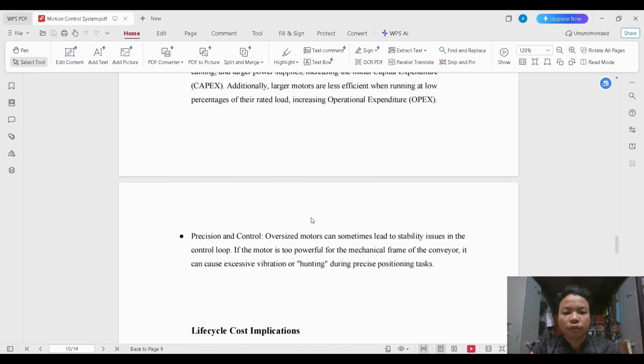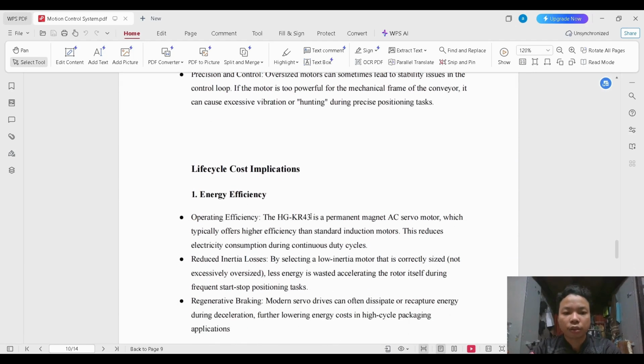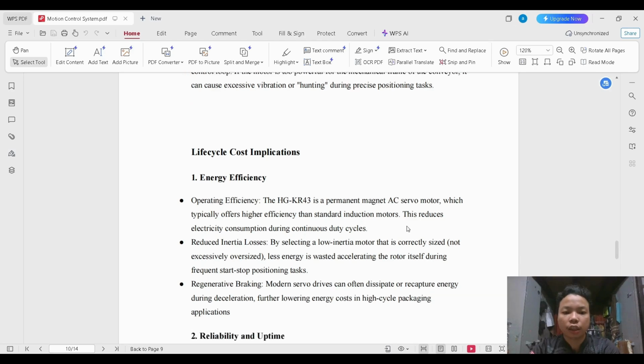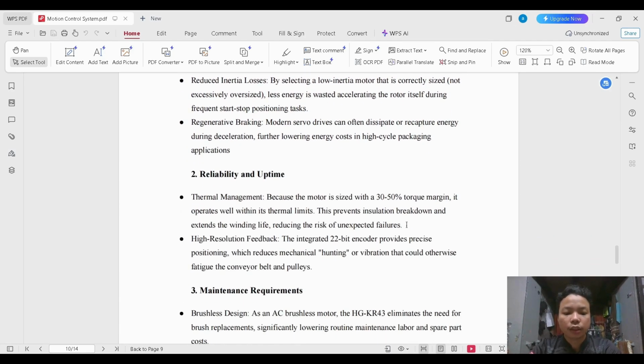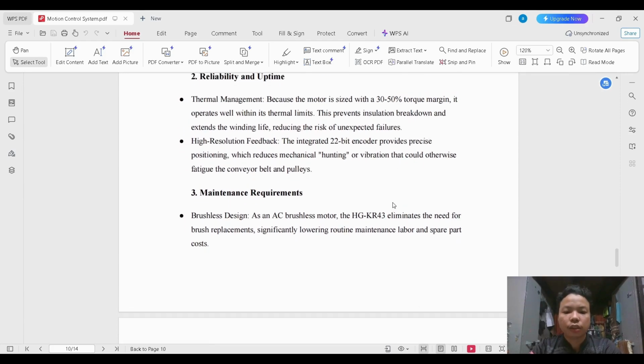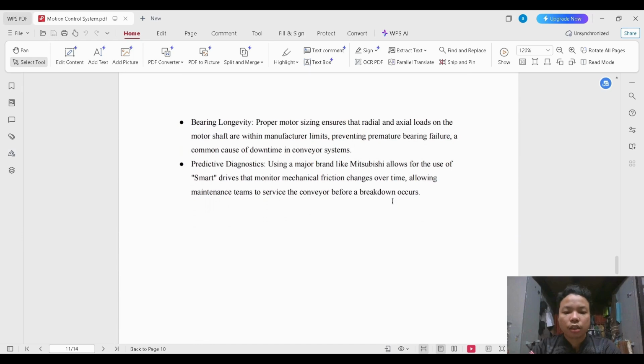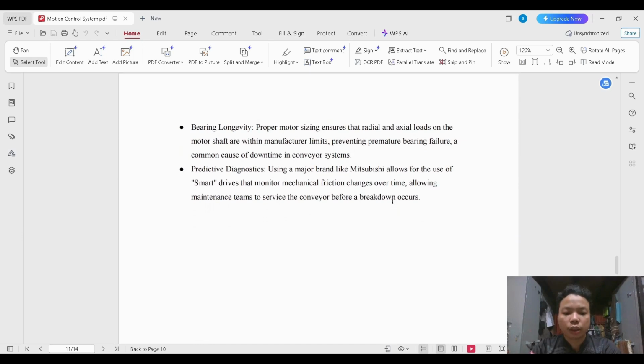Next, from the life cycle cost implication, this motor is energy efficient due to its permanent magnet AC servo motor design. It operates well within thermal limits, improving reliability and reducing downtime. The brushless design minimizes maintenance, and the built-in high resolution encoder ensures precise positioning while reducing mechanical wear.